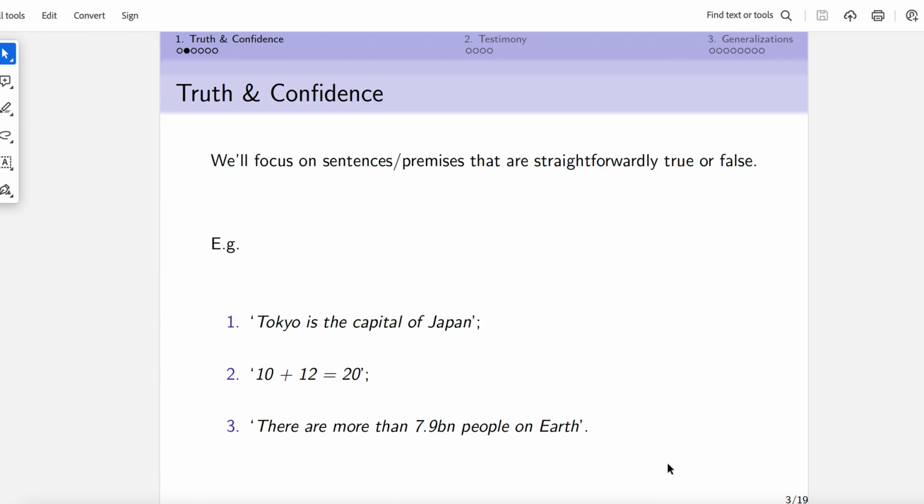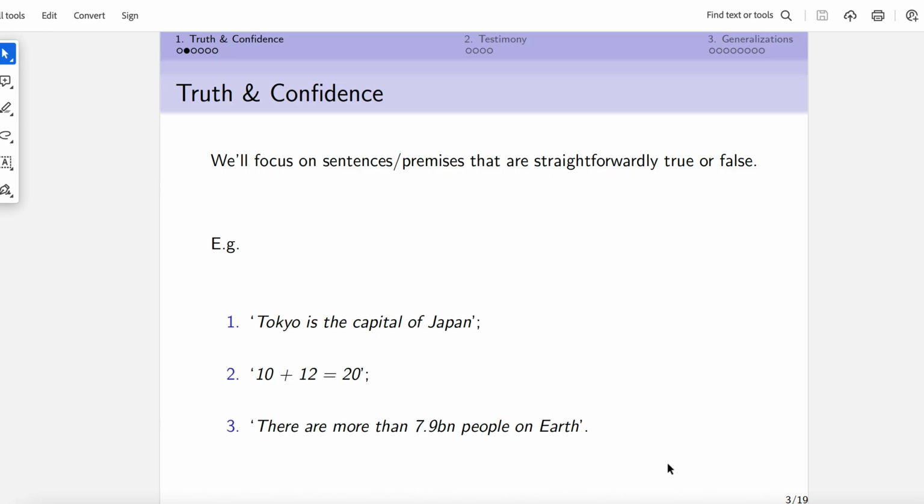Now, to simplify things a bit, for now we'll be focusing on premises that are straightforwardly true or false. A premise, just like a conclusion, is a sentence, and we might evaluate whether it's true or false. That seems like a relevant thing to do in assessing the quality of an argument. Examples of sentences that might figure as premises in arguments that seem to be straightforwardly true or false are sentences like Tokyo is the capital of Japan, straightforwardly true.